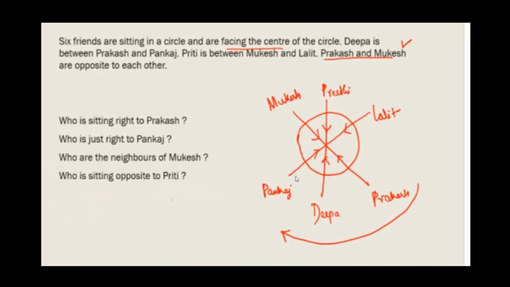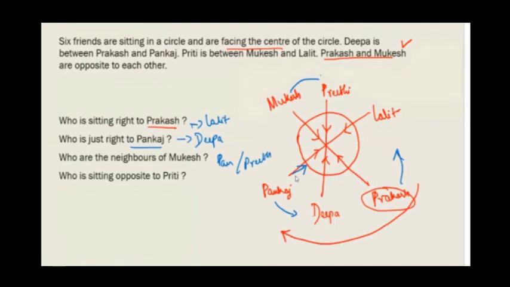Now let me check. Now, who is sitting to the right of Prakash? Prakash is here. Right of Prakash, I have Lalit. Who is just right to Pankaj? Pankaj is facing the center. Right to Pankaj is Deepa. Who are the neighbors of Mukesh? Pankaj and Preeti. Neighbors means immediate neighbors. Who is sitting opposite to Preeti? Opposite to Preeti we have Deepa.